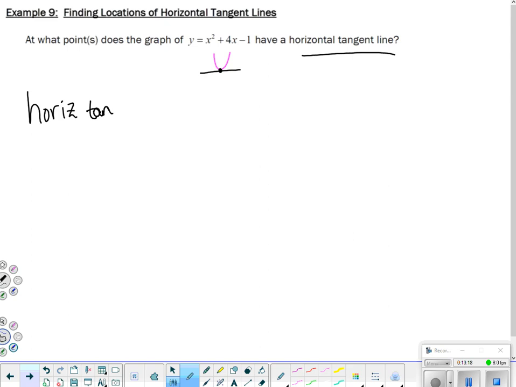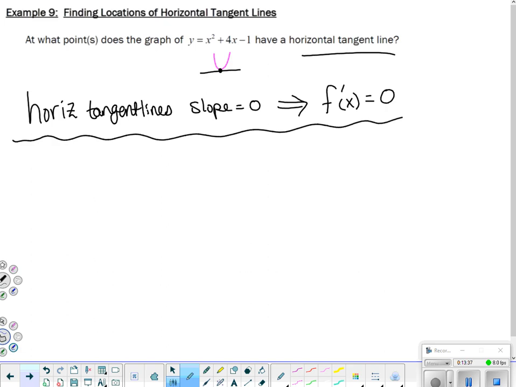What is it asking us to find? Horizontal tangent lines have a slope equal to 0. So in my head now, using calculus, that means there is some location where my derivative equals 0. Mentally think this through before you start.